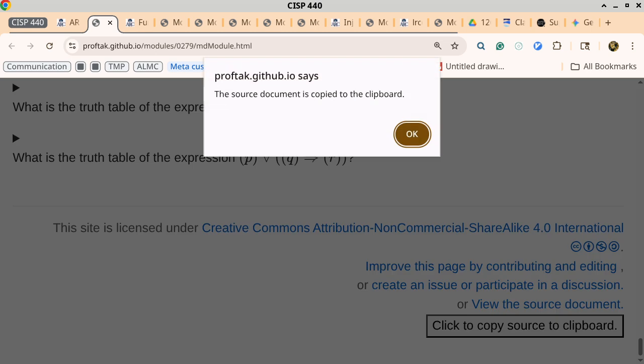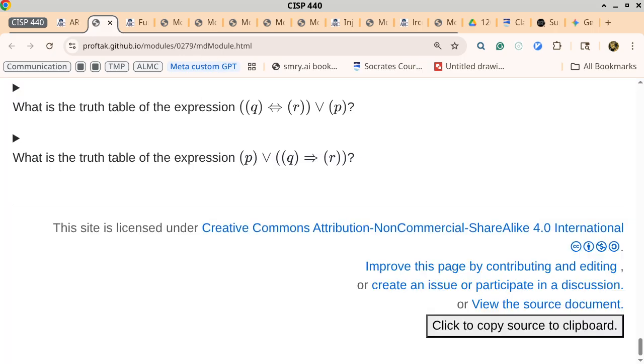Okay, that's one of the easiest ways to do it. So it will give you a notification: it is now copied to the clipboard. So what you do next is to use a plain text editor. I need to make a new window. Okay, well, maybe I can just use this one.